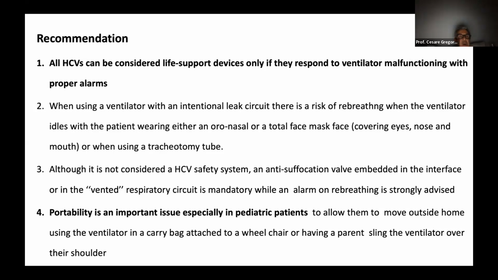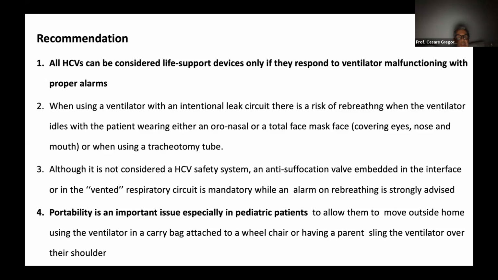So all ventilators can be considered life support devices only if they respond to ventilator malfunction with a proper alarm, no doubts. When you use a ventilator with an intentional leak circuit, there is a risk of rebreathing when the ventilator idles, with the patient wearing an oronasal or total face mask covering eyes, nose, and mouth, only using a tracheostomy tube.